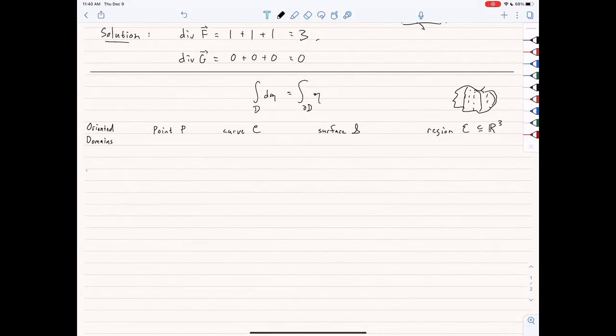So what is the dimension of our domain? Well, of course, for a point, it's 0. For a curve, it's 1. Surface is 2. And this blob, if I have volume, I want to think I have 3 dimensions. These are the domains I'm referring to, this domain D.